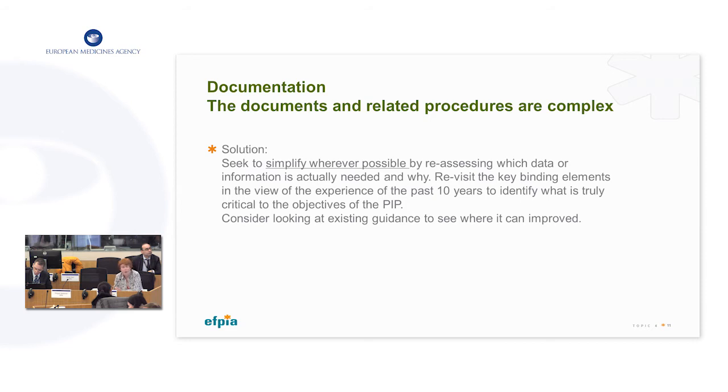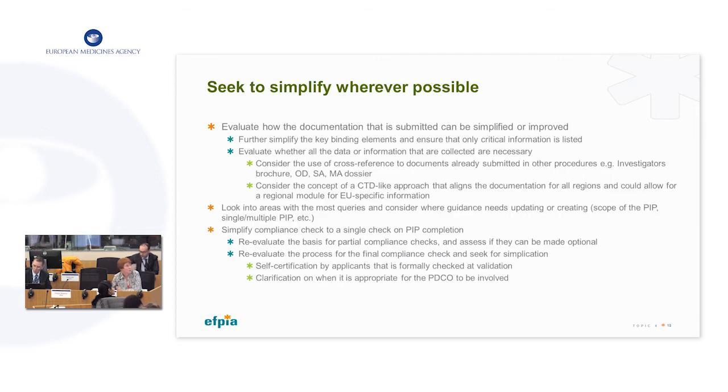And finally, the last bucket, documentation. The documents are really very, very complex, and it'd be very helpful if we could, working together with EMA, look at which information is really needed and reused, be it in the application form or be it in the key binding elements. Look also at existing guidance. Can it be improved? Is there something missing? Is there a little bit too much? For this one, very simply, can we just have maybe a workshop and look at the key binding elements and see which ones are really critical?